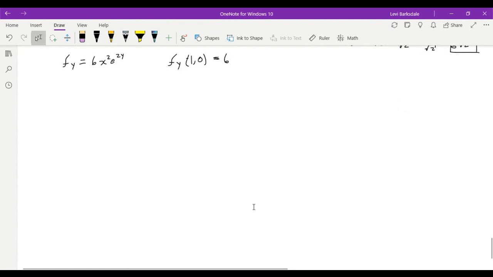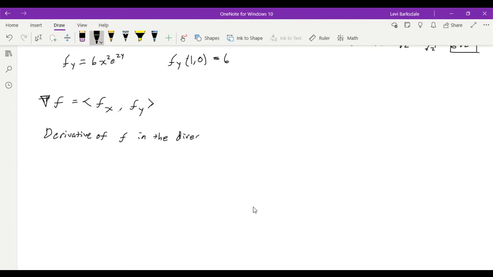I prefer to think of directional derivatives in terms of the gradient. The gradient is a fairly simple concept. The gradient of a function f is simply a vector of all the partial derivatives. So if f is a function of x and y, the gradient would be the x derivative, comma, the y derivative. And then we can actually define the directional derivative. So the derivative of f in the direction of some unit vector u is simply the gradient of f dotted with this vector u.